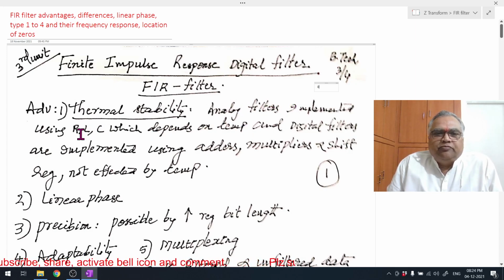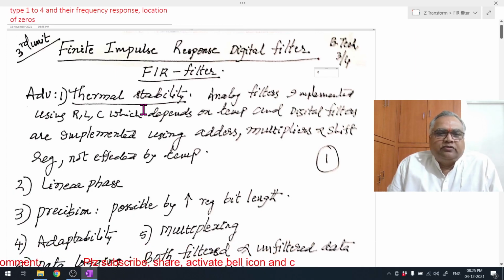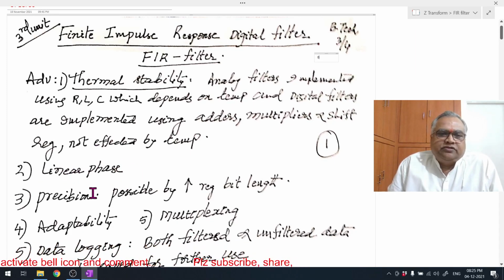Generally, analog filters are implemented using resistors, inductors, capacitors, whose values depend on the temperature. Whereas digital filters are implemented using adders, multipliers, shift registers, and those values will not be disturbed by temperature. So thermal stability is better. The uniqueness of the FIR filter is linear phase. Linear phase means the delay is always constant for any value of frequency. I will explain this significance later.